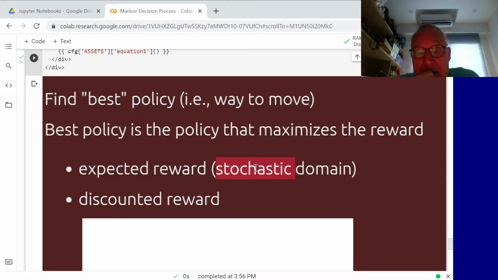That means that the transitions may succeed or may fail, or there may be noise in the actuators, in the sensors. So I want to be able to pick the best action, even though there's some randomness in my domain. And also, in some domains the best action may not be a deterministic policy, but it may be a stochastic policy. You may have to move randomly in order to get the best reward.